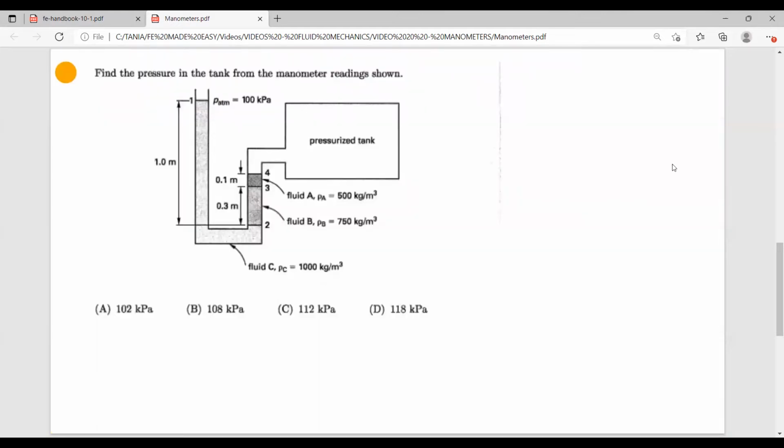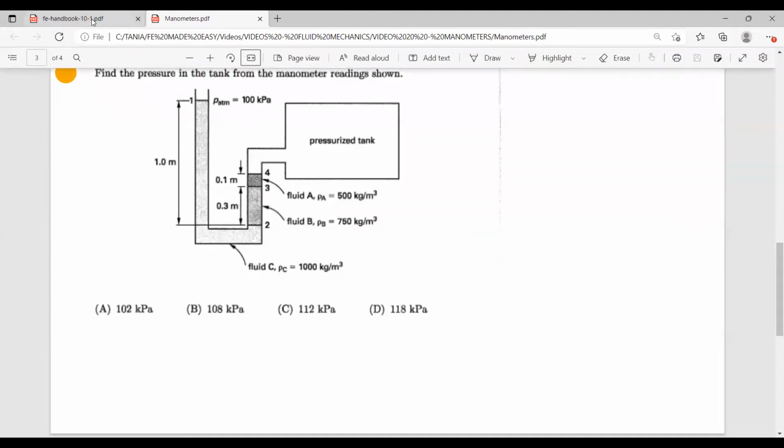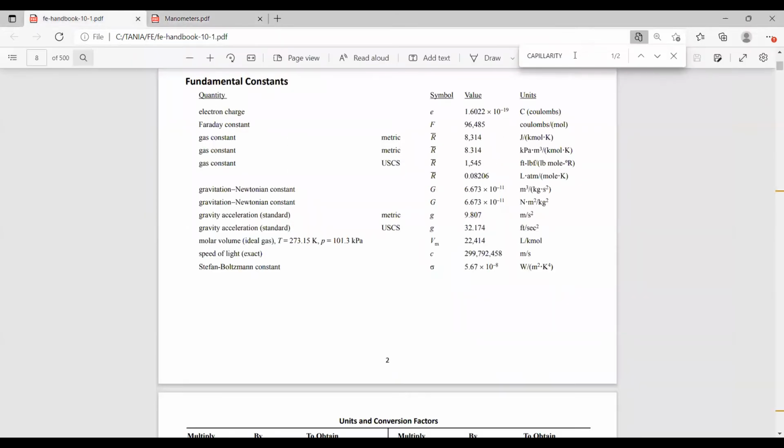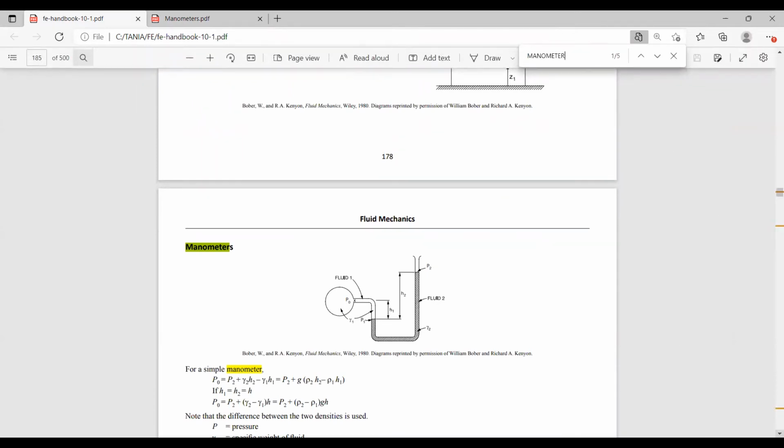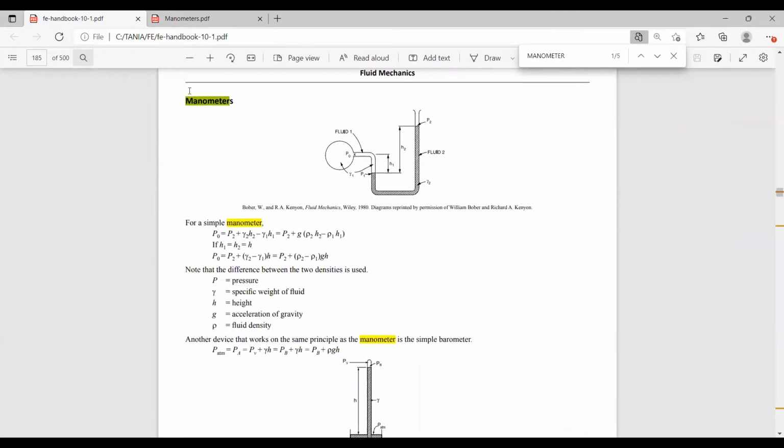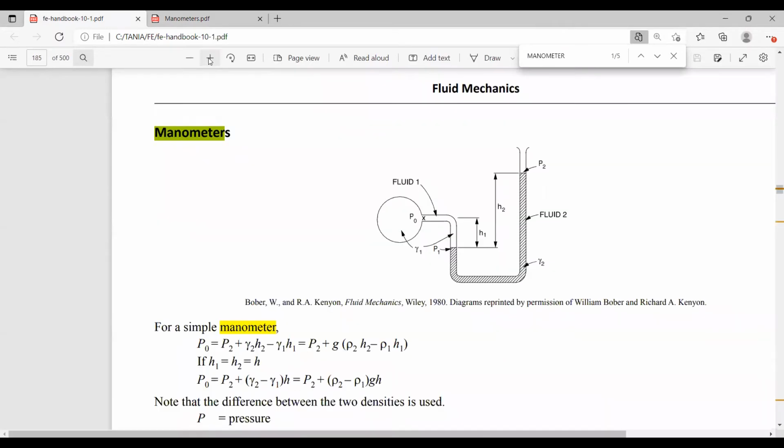Find the pressure in the tank from the manometer readings shown. Let's go to the FE handbook and find the formulas they are giving us for the manometer. And here it is. I will go downwards and make it a little bit bigger so we have this visible. So look at this manometer and let's apply this formula. So what do they do here?